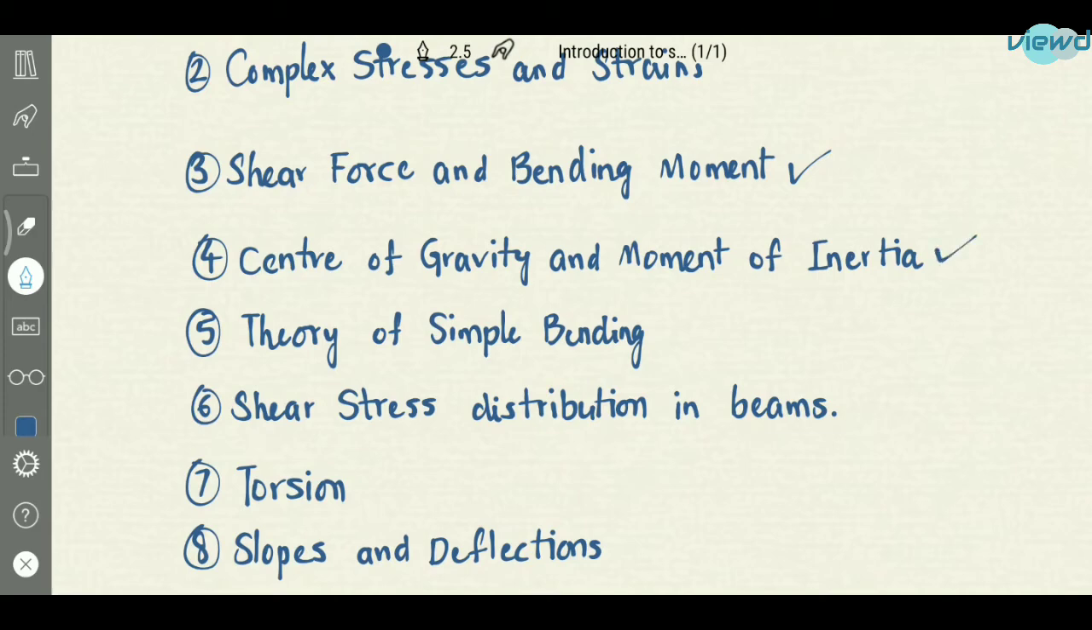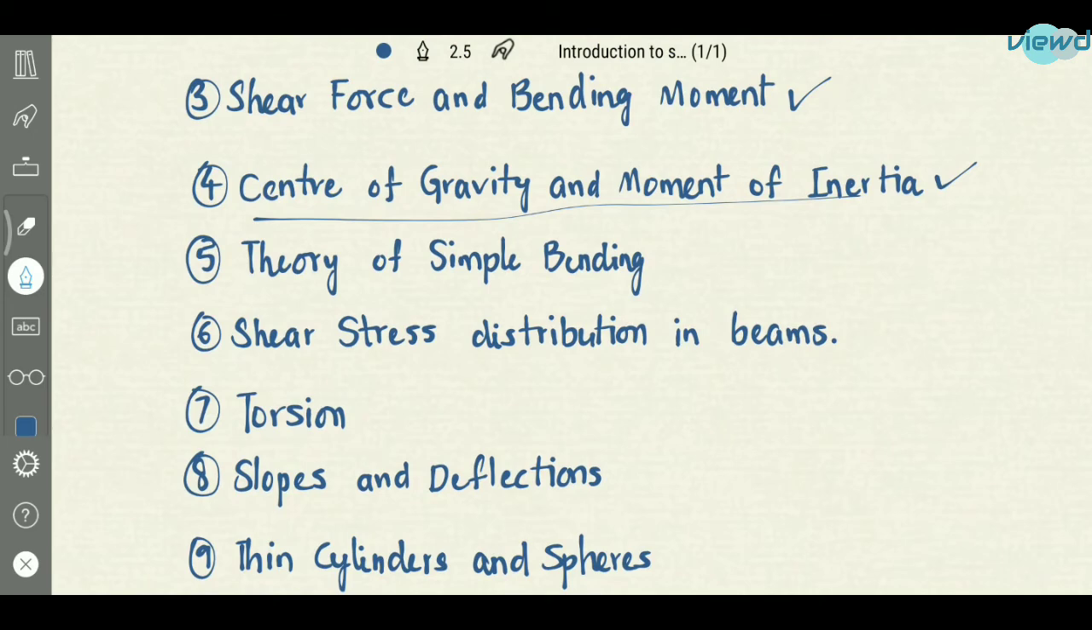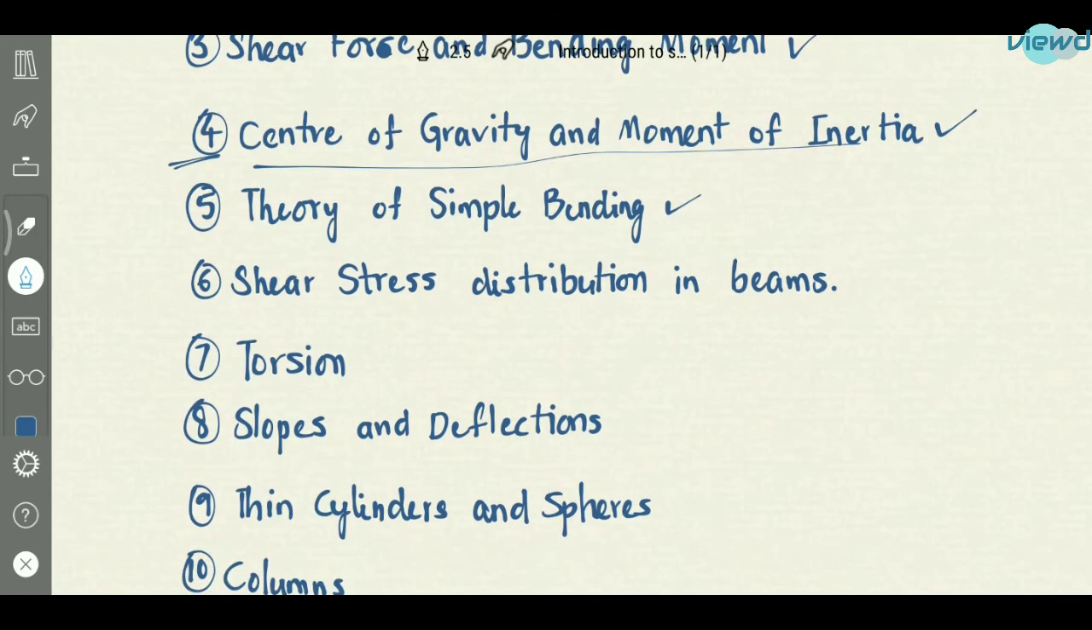Center of gravity is explained in detail in the engineering mechanics section. We will see briefly about center of gravity and moment of inertia in this fourth video. And next one is theory of simple bending. In this theory of simple bending, the standard equation, which is sigma by I is equal to E by R, we will see about that equation.